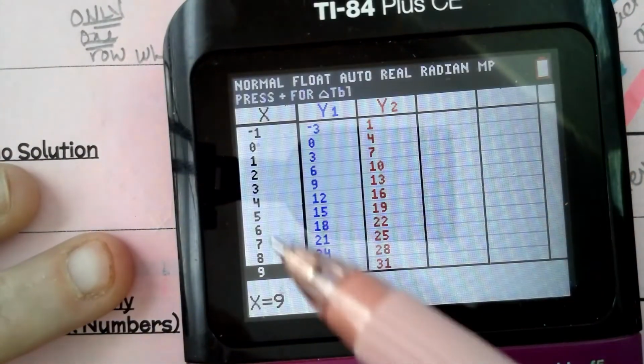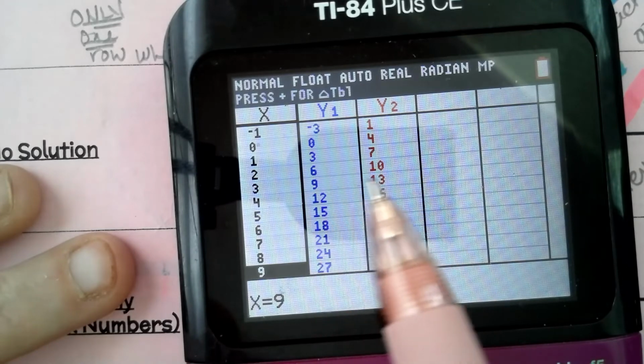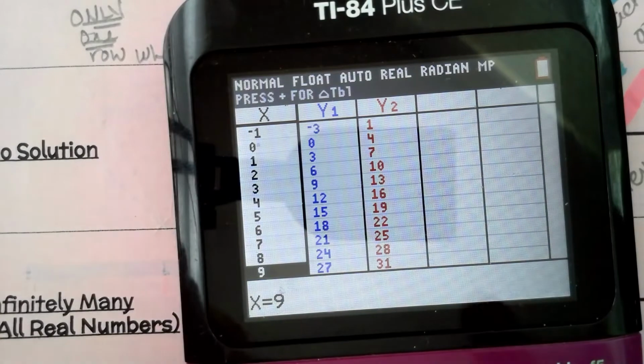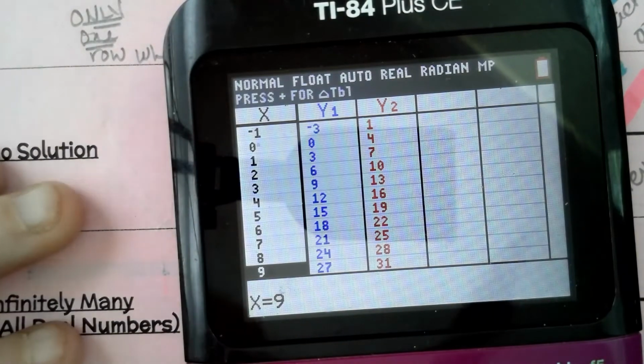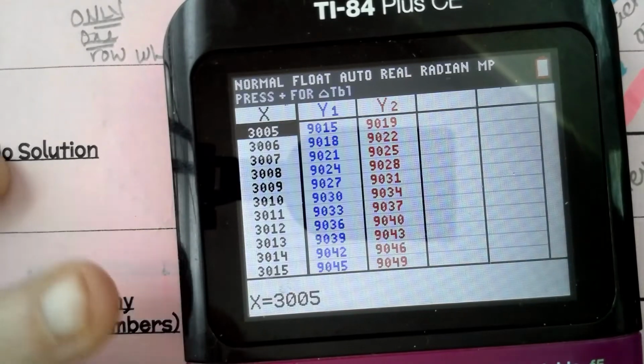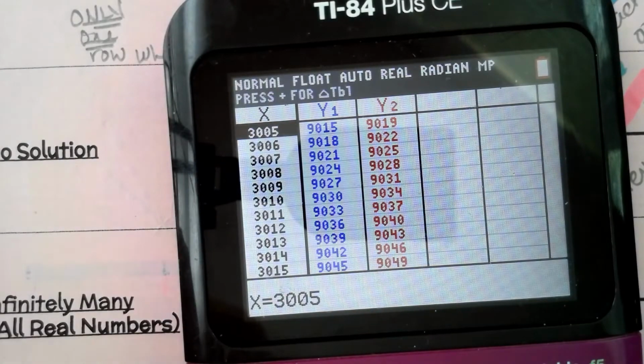What we want to look for is, are they the same distance apart? 3 plus 4 is 7, 6 plus 4 is 10, 9 plus 4 is 13. Do you see how they're all the same distance apart? 21 plus 4 is 25. No matter what points I look at, 9,015 plus 4 is 9,019. It doesn't matter what points I look at, they're always going to be 4 apart, and that's what makes this parallel.